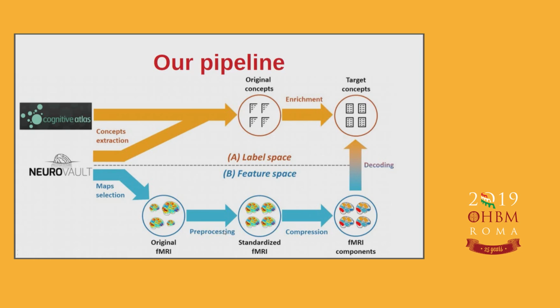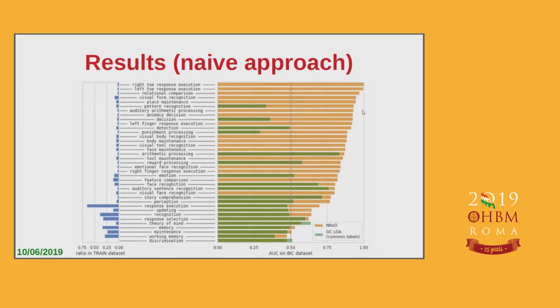Also, taking now the images of NeuroVault, we selected the maps that were usable for our purpose. We did some pre-processing on them, like imputing missing data, to get the fMRI data set, and then we compressed it using the atlas to about 1,000 values. So now each image is a kind of vector of 1,000 values. And we then try to do decoding, that is, we try to predict the target concept based on these region-level activities.